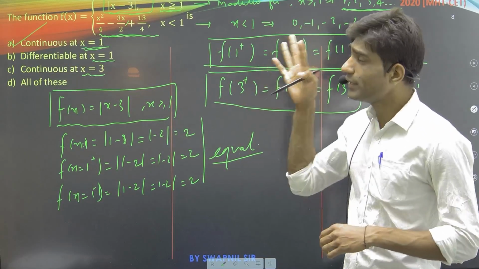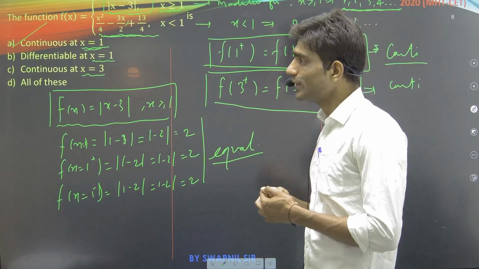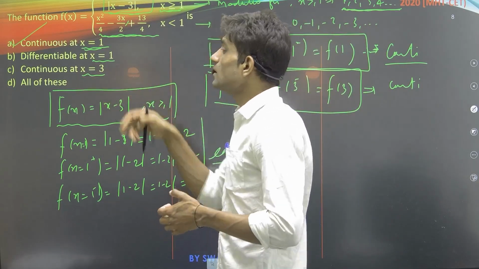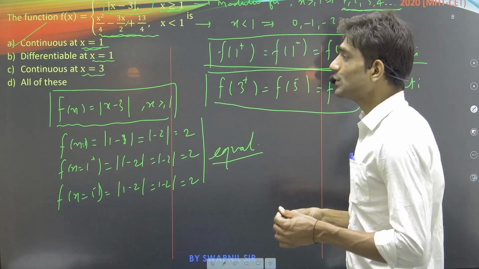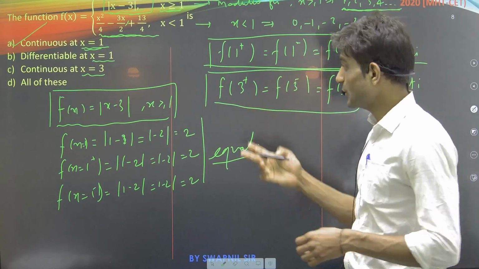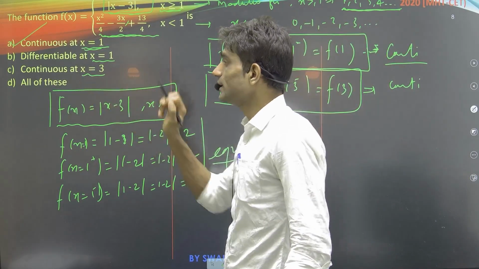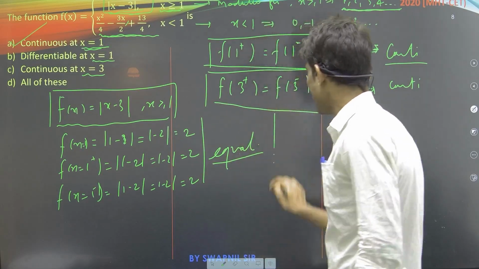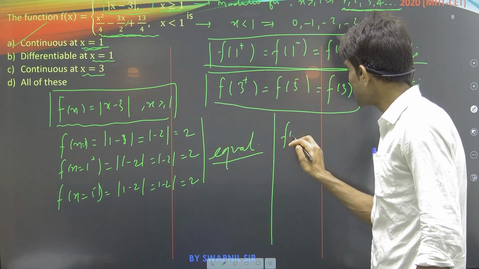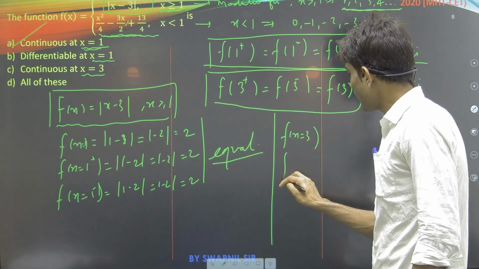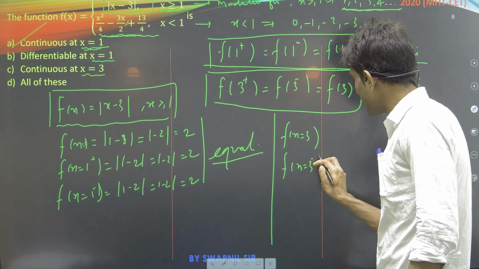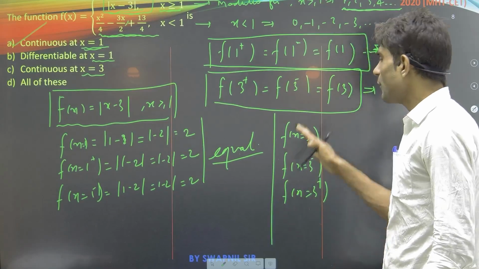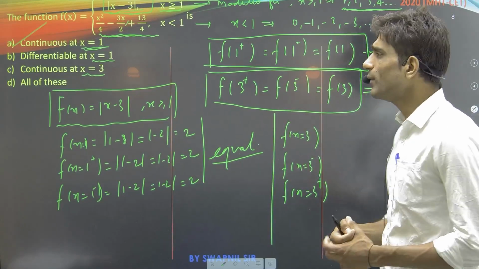Now similarly, check for x equal to 3. That means the positive limit at x equal to 3, the negative limit at x equal to 3, and at the point x equal to 3, we have to verify whether the function is continuous or not. Substitute the value directly: f of x at 3, f of x at 3 minus, and f of x at 3 plus. Verify whether all the points give equal values or not.